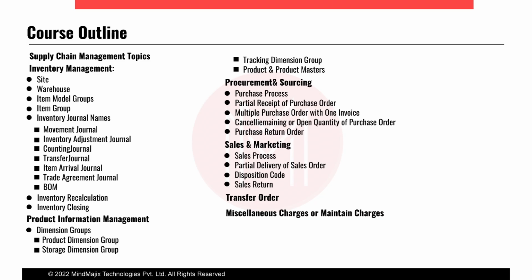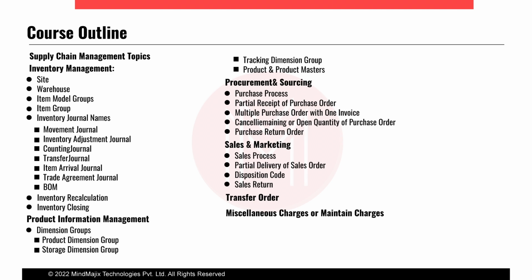Purchase process, partial receipt for purchase process, multiple purchase orders with one invoice, cancelling the remaining or open quantity, purchase return order, and sales and marketing. Sales and marketing means we place the sales and deliver the sales to the customers. Transfer order, and miscellaneous charges, which we also call charge codes, and maintain charges.